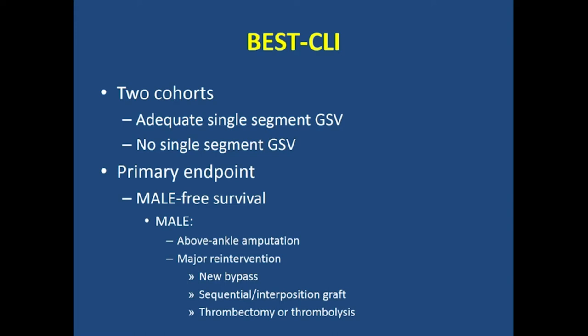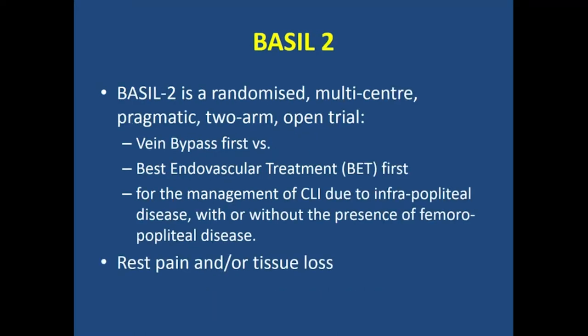The primary endpoint is a little bit complicated, but it's major adverse limb event-free survival, which means avoidance of a major amputation or avoidance of a major reintervention: a new bypass, a sequential bypass, or a thrombectomy or thrombolysis for an occluded reconstruction.